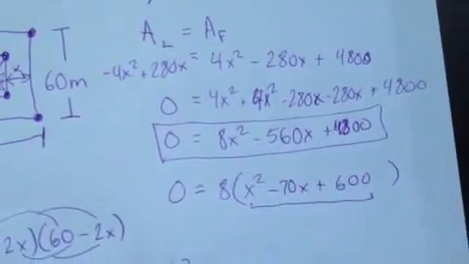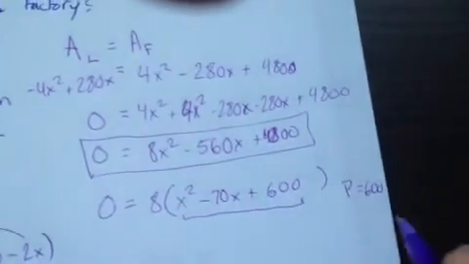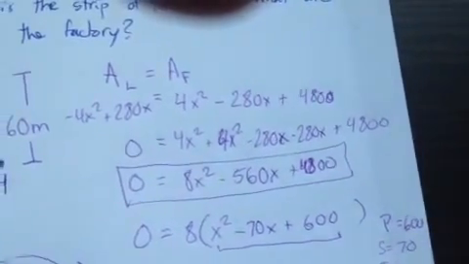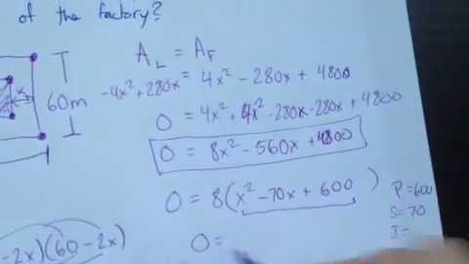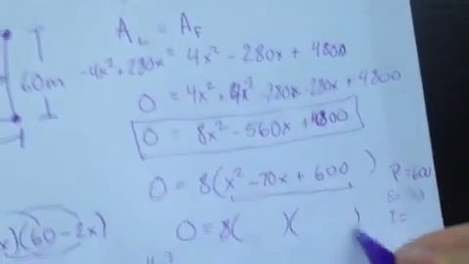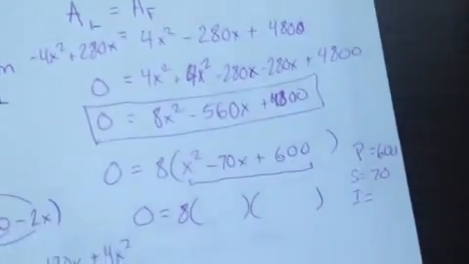Okay, so now I'm trying to factor this here. And I can use product sum integer. Product is 600, the sum is 70, and the two integers that I'm looking for, this is going to be 8 times two things here, and that's if it's factorable. So you're going to have to go and play with your calculator.